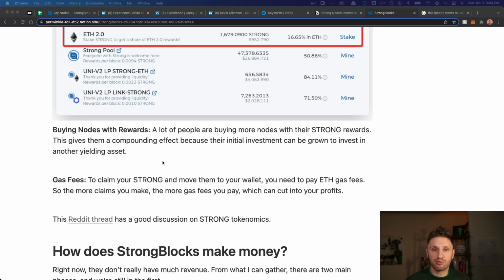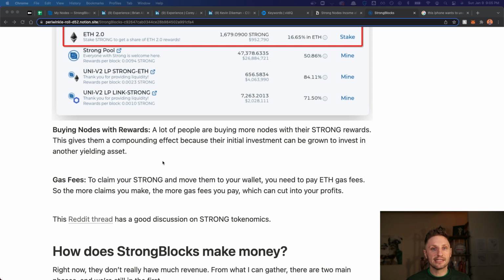The other thing that is preventing people from selling their Strong on the open market is that they are using their rewards to buy more nodes. If within 110 days you earn another 10 Strong, you can take that 10 Strong and go buy another node. And that gives you a compounding effect. The more nodes you have, the faster you can build up enough Strong rewards to then go buy another node. And there are some people that are running 100 nodes right now, and they are making a pretty good penny every single day because they're running so many nodes at the same time.